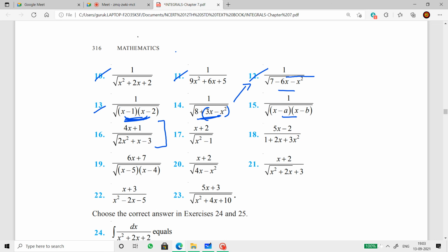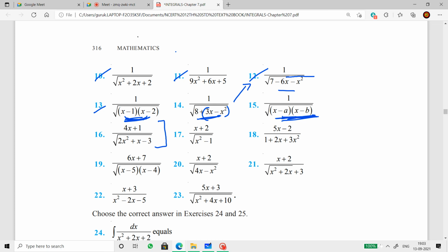For the 15th one, just like the 13th, multiply this term. Find the coefficient of x, divide by 2. Square the number, insert in plus and minus form. The only difference is here it's a variable, previously it was numbers. So you have to be a little careful while doing this.